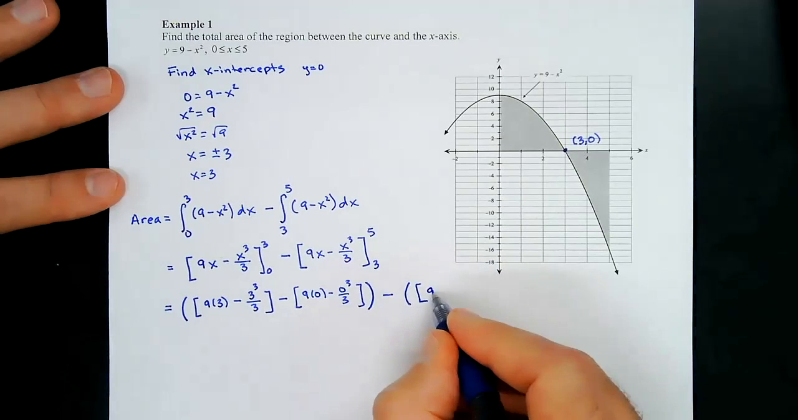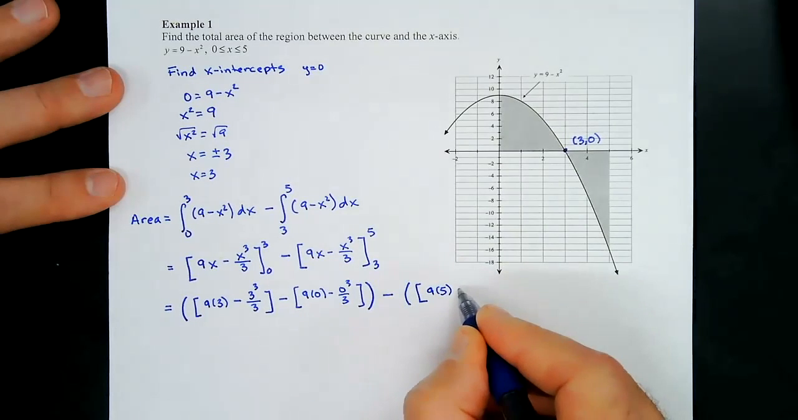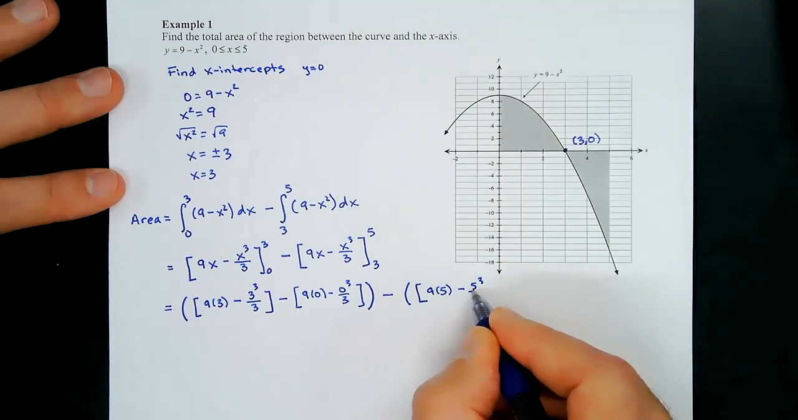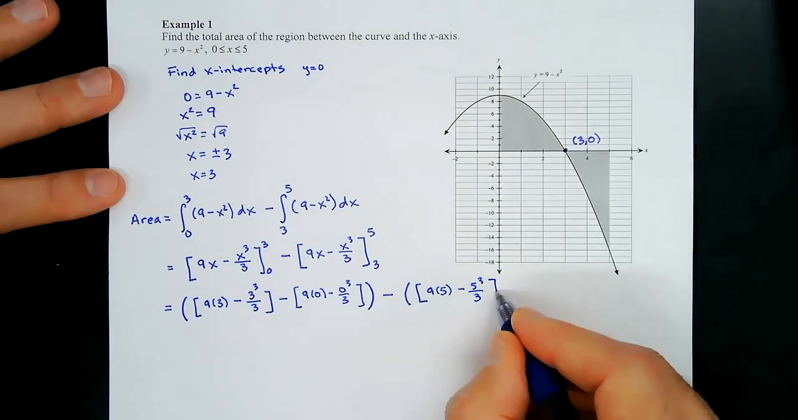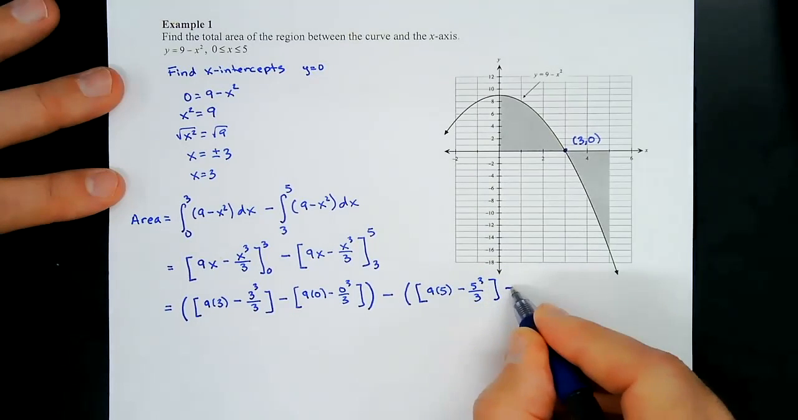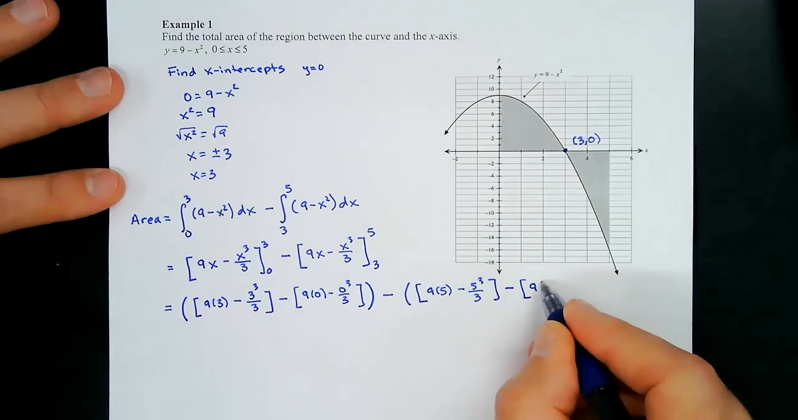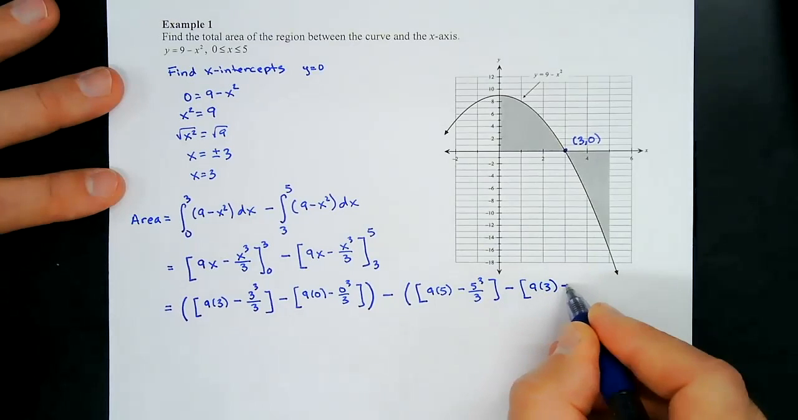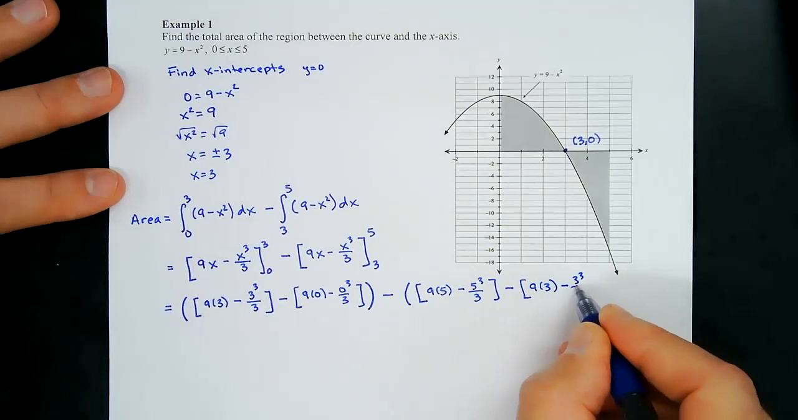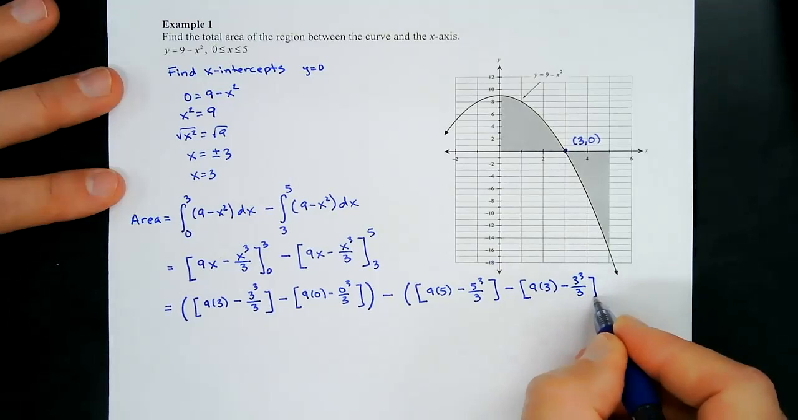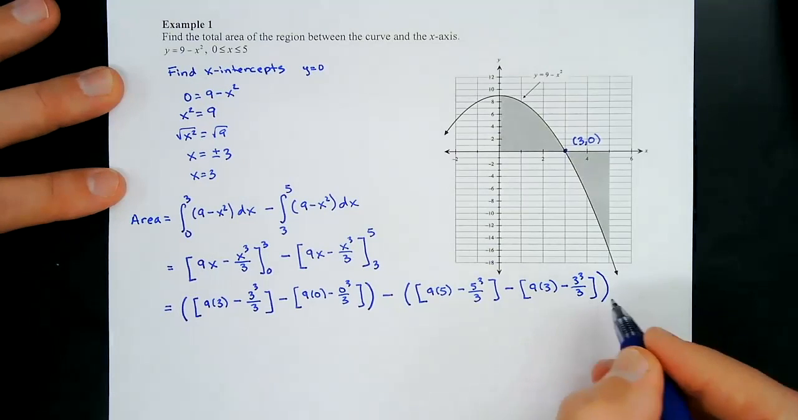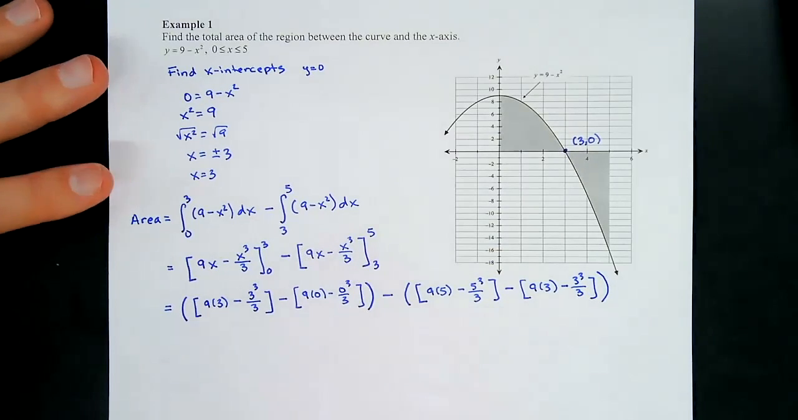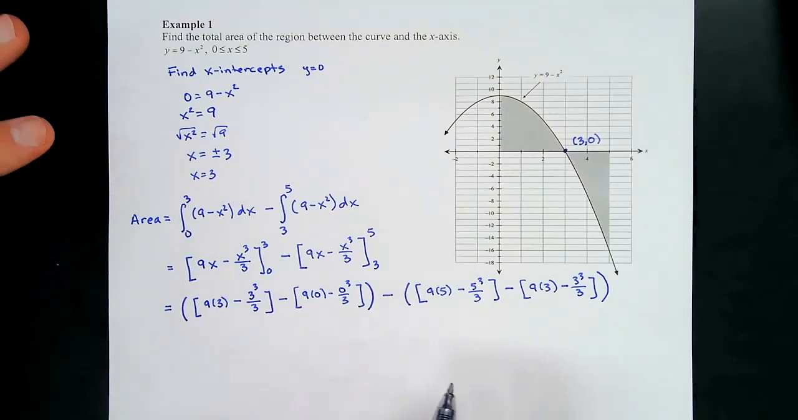and then 9 times 5, and then minus 5 cubed over 3, close the bracket, and then minus putting 3 in. So that'd be 9 times 3, and then minus 3 cubed over 3, close the bracket, and then close the parenthesis for evaluating this integral. All right, let's start cleaning this up.